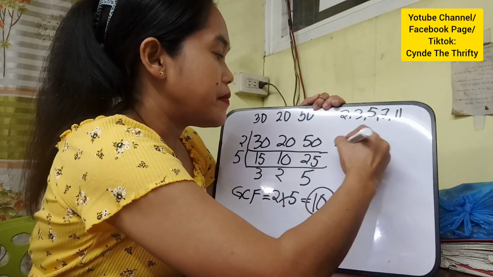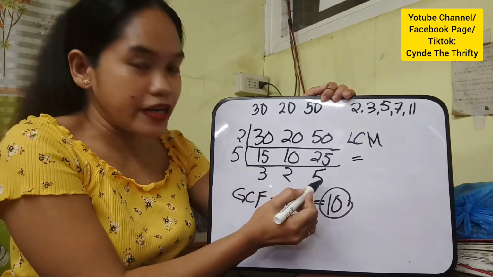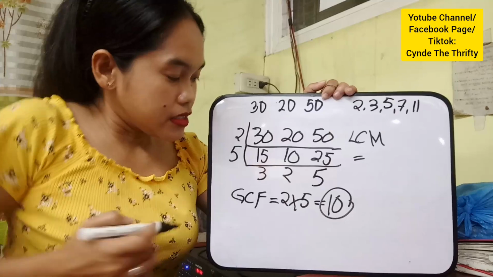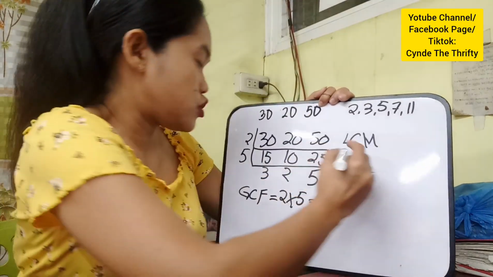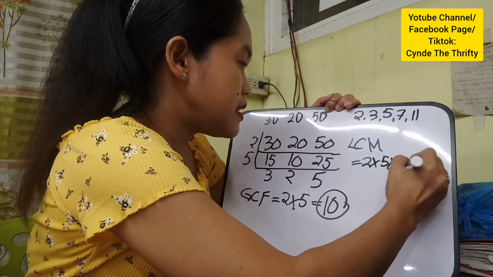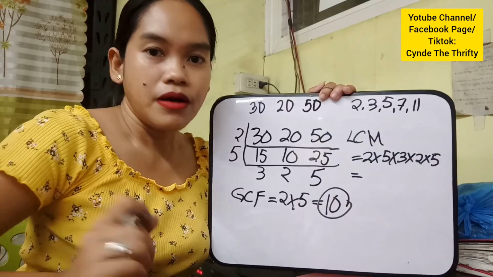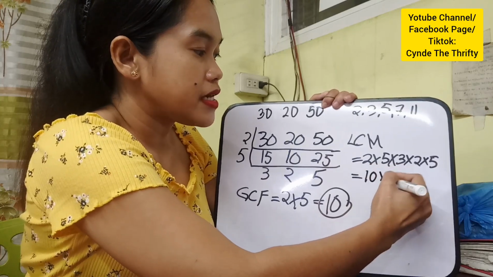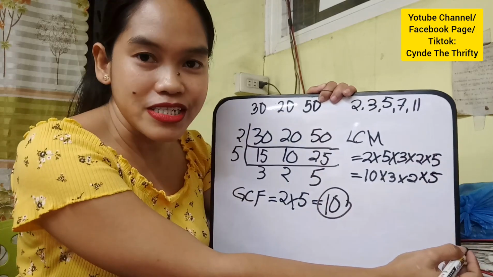Now, si LCM naman. So, si LCM is itong naka-letter L na number natin dito sa gilid at sa baba. So, ano yung mga numbers na yon? So, number 2, 5, 3, 2, and 5. So, i-multiply natin siya. So, 2 times 5 times 3 times 2 times 5. Ayan. Mag-multiply na tayo. So, 2 times 5 is equal to 10 times 3 or pwede nyo rin siyang idiretso agad. Times 5. Pero pinapakita ko lang sa inyo yung process.